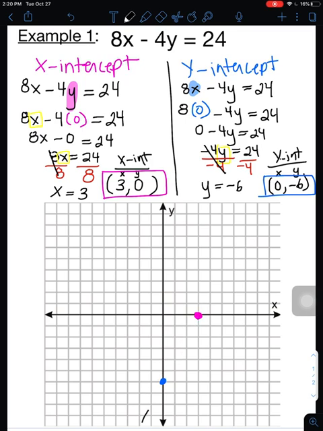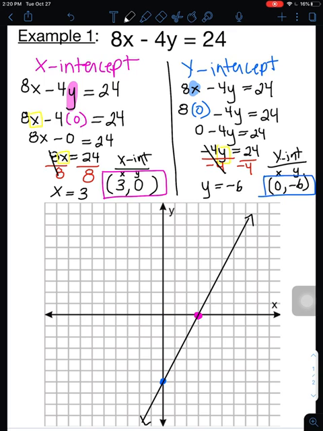That wasn't good. I would say that's a little bit better. Yeah. All right. So that is my graph.